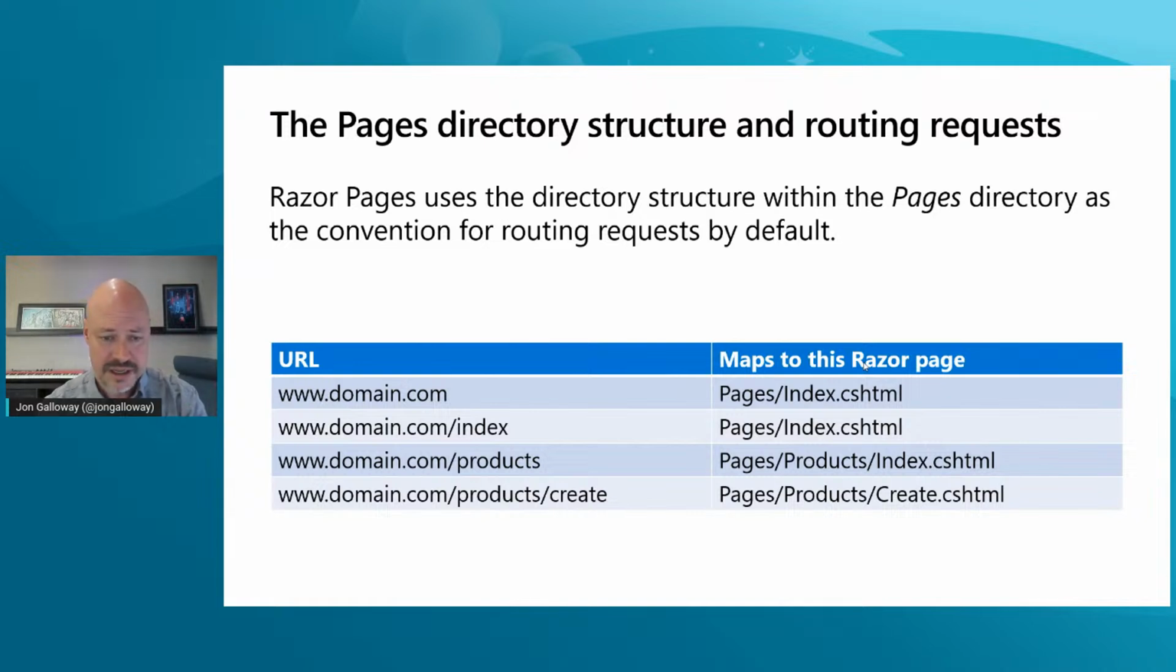There's one that's kind of a magic thing, index. If you have an index file, that is going to be the home for your site. So you can either use /index, or not even include index. And then you've got the same for subfolders. If I do domain/products, it's going to look for an index. If I do domain/products/create, it's going to look for create.cshtml.